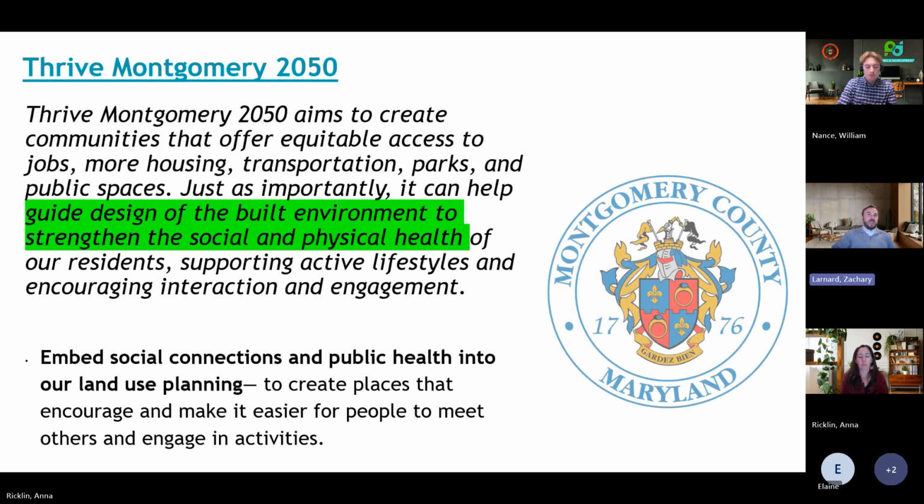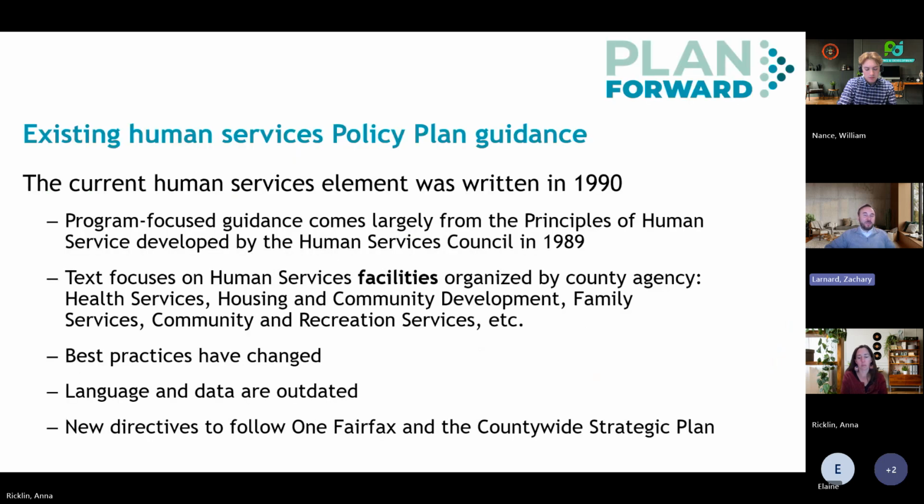And this is also looking at providing equitable access to jobs, housing, transportation, parks, public spaces, and it also includes a design guide of the built environment to strengthen social and physical health of residents. And those are all things that we think are important things that can be included in this update of the policy plan as we look at health and what impacts health. So those are some of the neighboring jurisdictions that have done some health plans. And it's important to look at those as we also look at what we have currently in our plan.